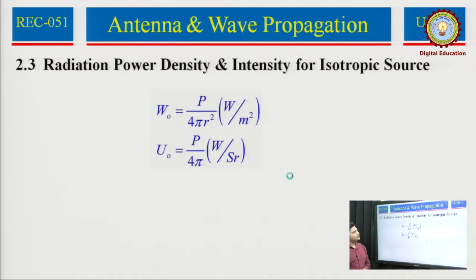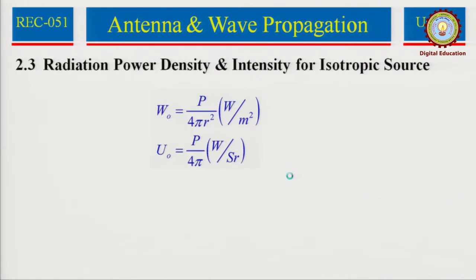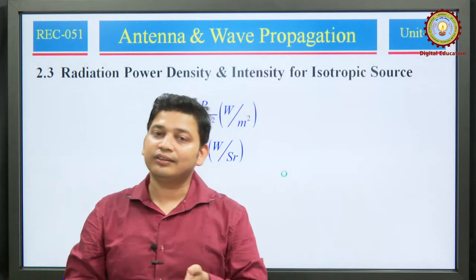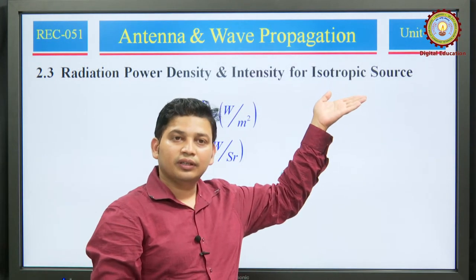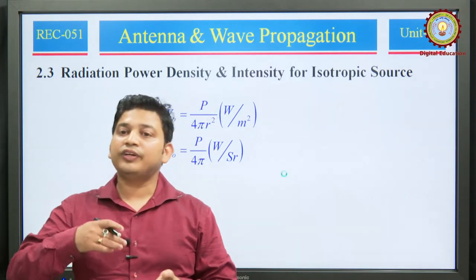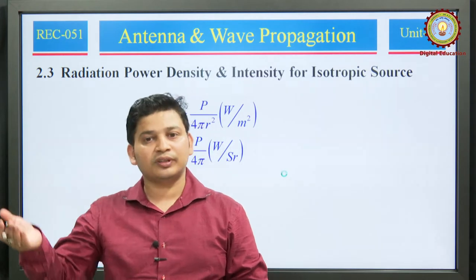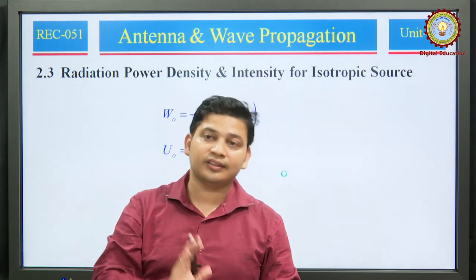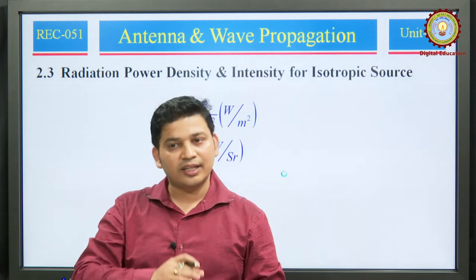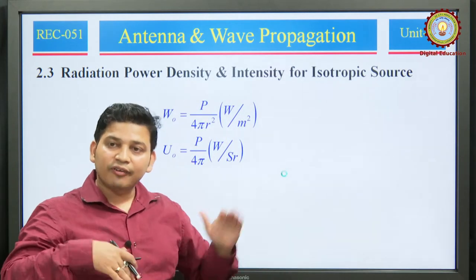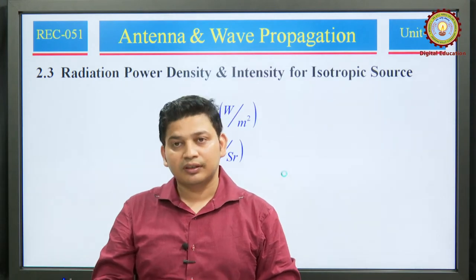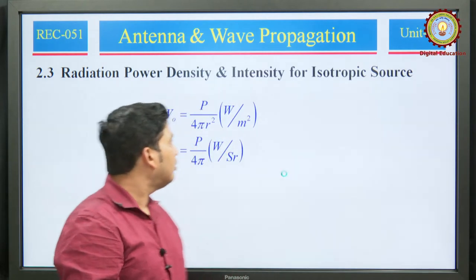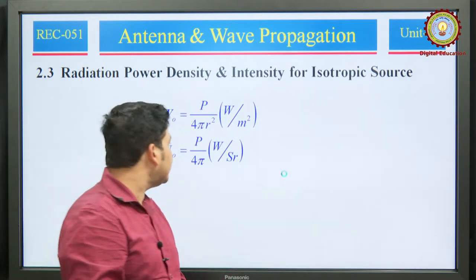Next, radiation power density and intensity for an isotropic source. Earlier we discussed practical sources, which are usually non-isotropic, but we are discussing the isotropic source because we need to relate our theory to it. This is hypothetical, we know that, but we analyze an antenna with respect to a reference, and that reference is the isotropic or ideal case, because in every technology or science we compare our achievement and analysis with the ideal one. So here the ideal condition is the isotropic source.